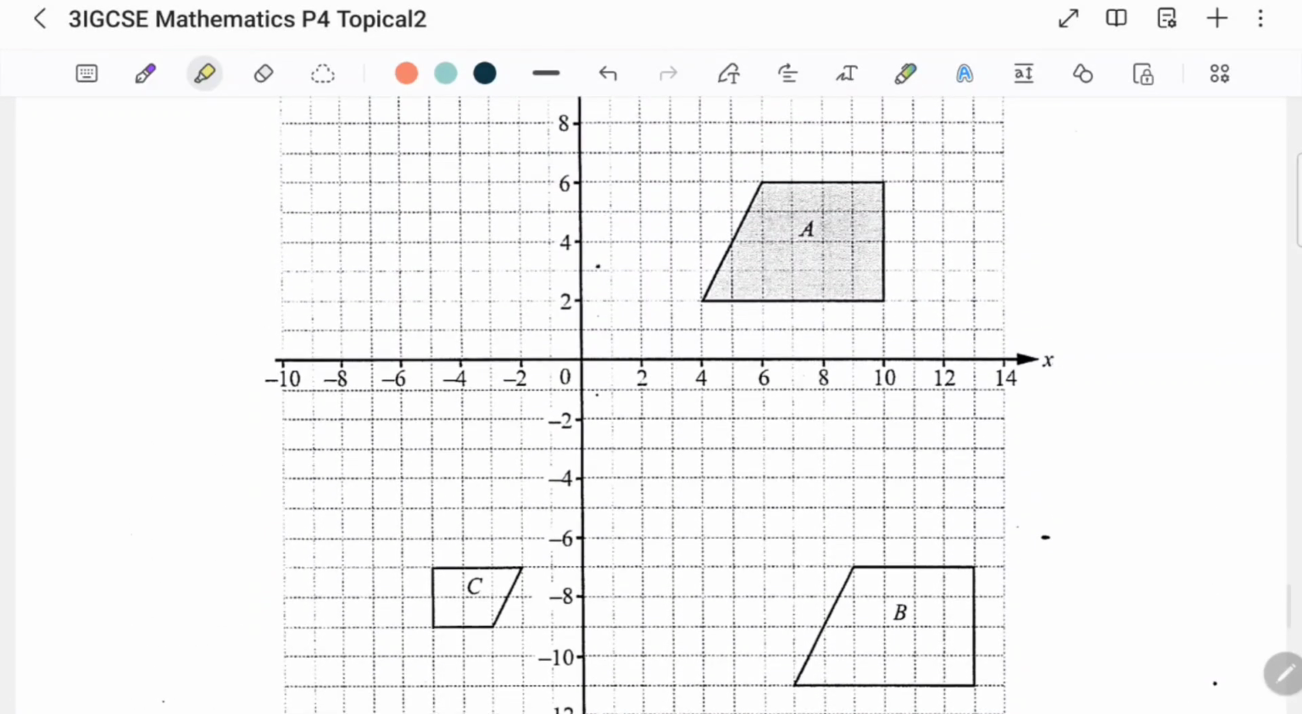So we are working for A onto C. First, label this question. In this question, A is the object and B is the image, and the scale factor will again be less than 1, so it can be half or 1. Let's see what happens. Now just name it.